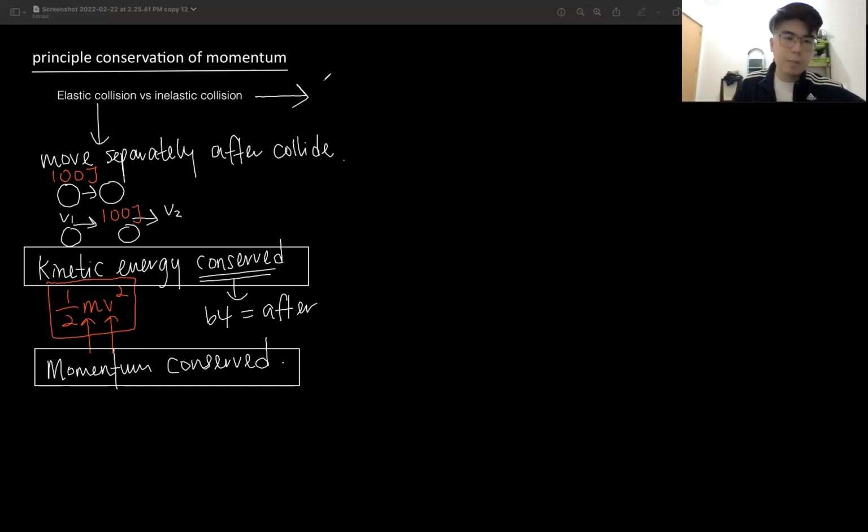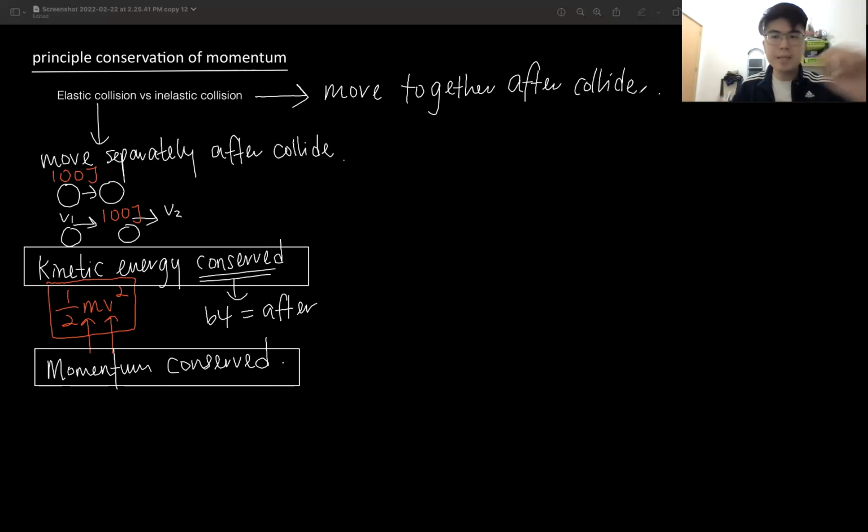Opposite to this one, the objects move together after they collide. If they move together, that means they are moving at the same speed. So they share the same v, the same speed, or the same velocity.